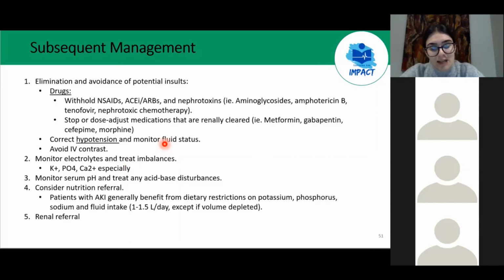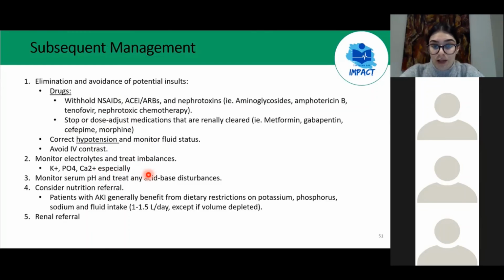Subsequent management is pretty intuitive. You want to withhold all of your medications that might be causing further damage to the kidney. You want to be correcting any hypotension as well, because that's just going to make the whole situation worse. And also avoid IV contrast, because IV contrast can be quite damaging to the kidney.